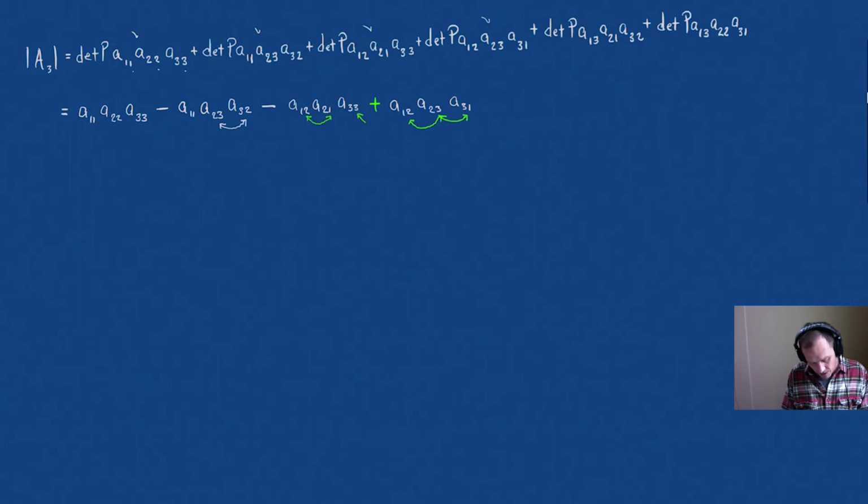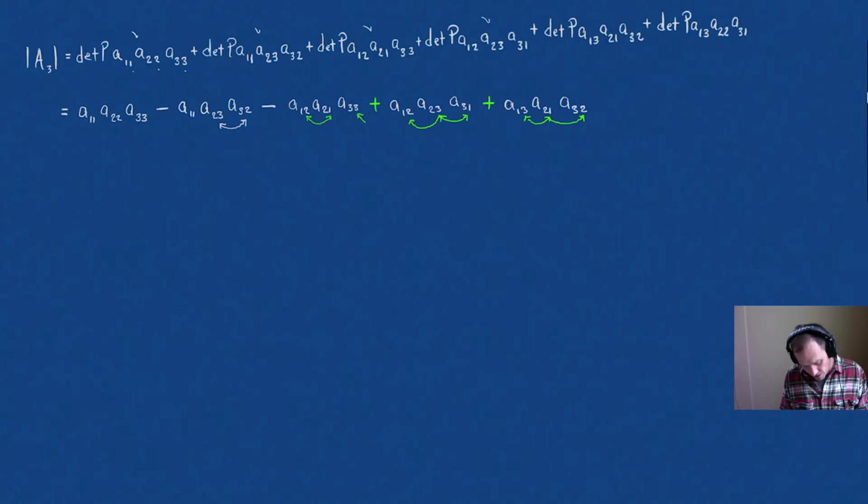The fifth one is A13, A21, A32. Well, let's see, I'm going to have to switch. Ooh, there's a lot of switches here. The 1 has to come up to here. That puts the 3 there, but now the 3 has to go back to this column. That's 2 switches again. That's going to give me a plus.